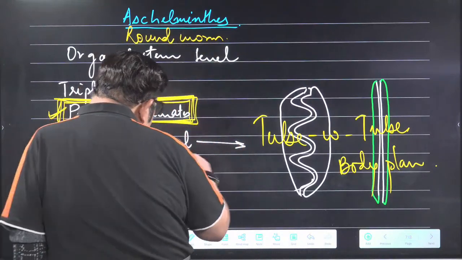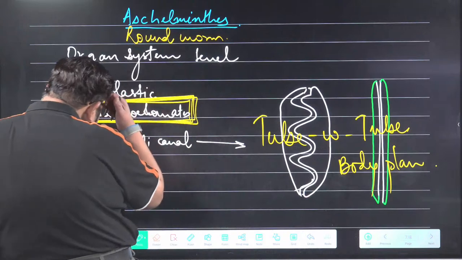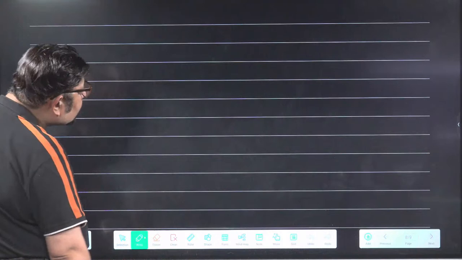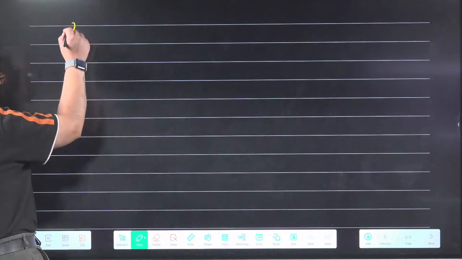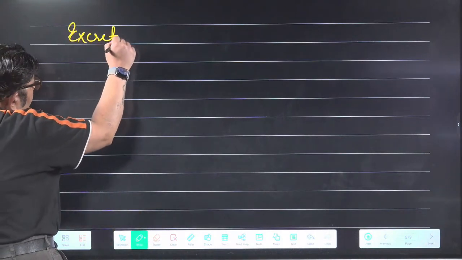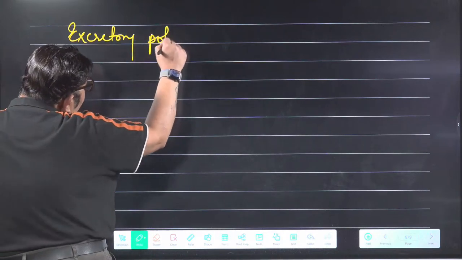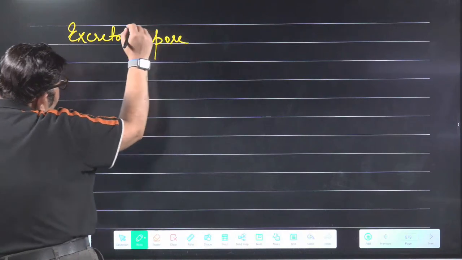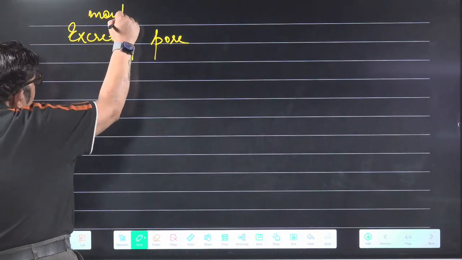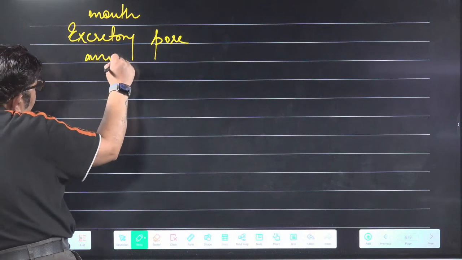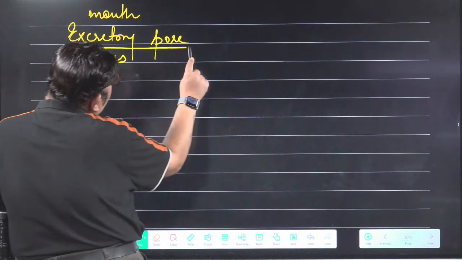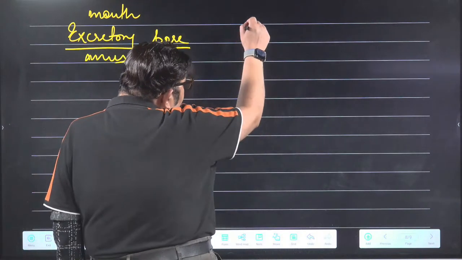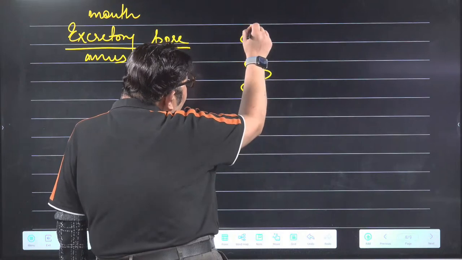And so this is a body plan. Compare the body plans. What else? Some very important point. Now, there is a mouth, there is an anus, and there is an excretory pore. Excretory pore is also present. You understand? So there is a separate opening, mouth, anus, plus an excretory pore, which is actually the opening of the excretory tube. This is the opening of the excretory tube, right?